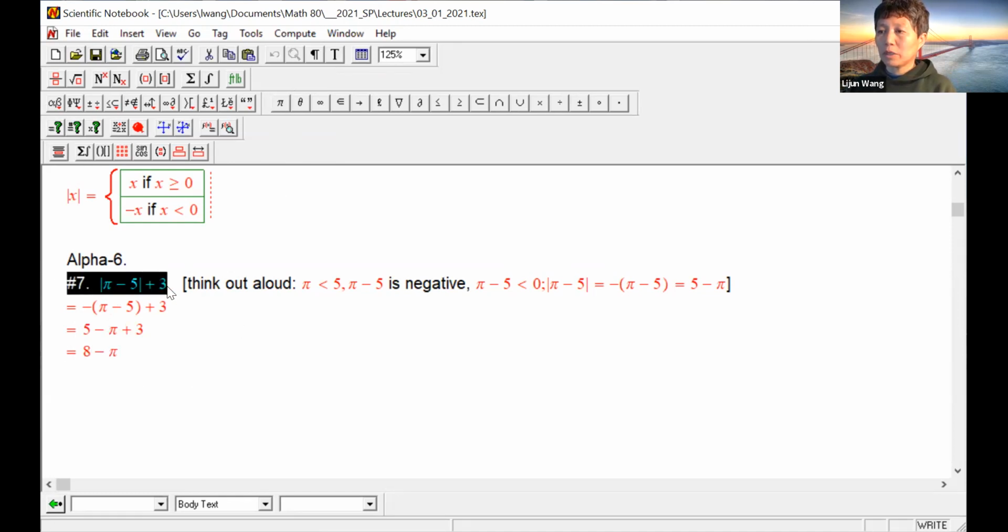This is the kind of work we want to see from you, which is applying this, especially that the absolute value of a negative number is its opposite. Does that make sense to you? Does that make sense to you guys?